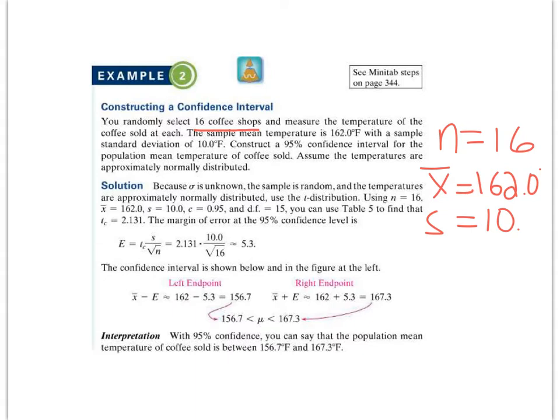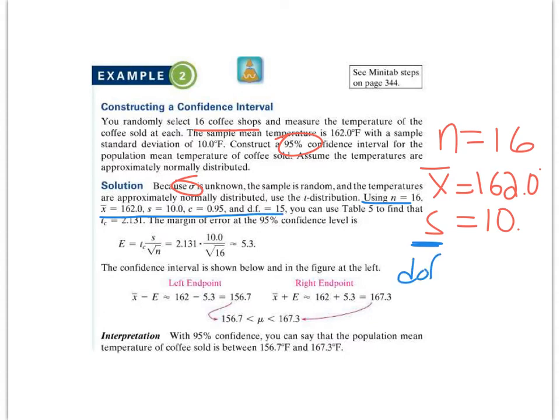Construct a 95% confidence interval for the population mean temperature of the coffee sold. Assume the temperatures are approximately normally distributed. We don't know the population standard deviation, but they were very nice and provided us with the sample standard deviation. So we're going to use these values, and I defined them as I went through because that's just how I do it.